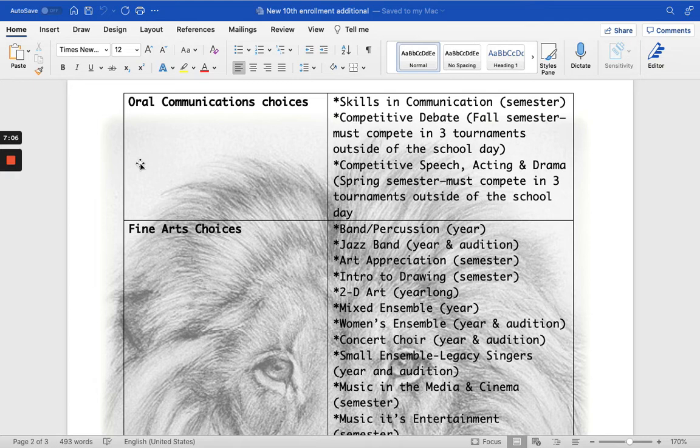The last option for oral communications is Competitive Speech, Acting, and Drama. You will hear some people refer to it as forensics. This class occurs in our spring semester. Again, it's co-curricular, and you will be enrolled in a class to learn how to do competitive speech, acting, and drama, and then you will actually go out and compete outside of the school day in a minimum of 3 tournaments against other students at other schools.